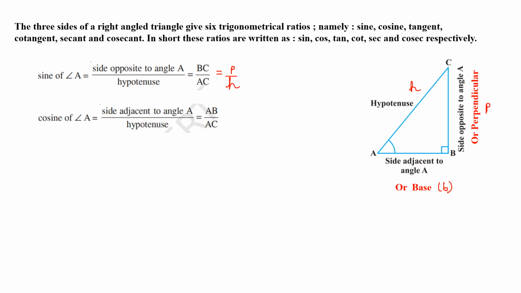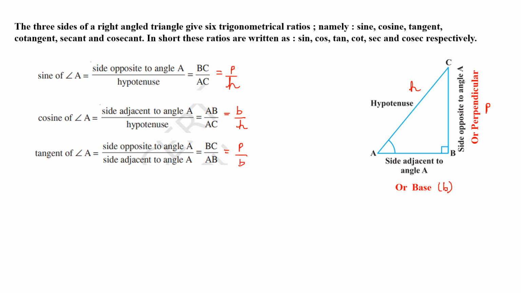Okay. Next is cosine of angle A. Cosine of angle A is side adjacent to angle A by hypotenuse. This is the ratio of cosine of angle A. And side adjacent is AB, hypotenuse is AC. So it is AB by AC, which I can write as B by H. Next, tangent of angle A is side opposite to angle A by side adjacent to angle A, which is BC by AB, and which we can further write as P by B.